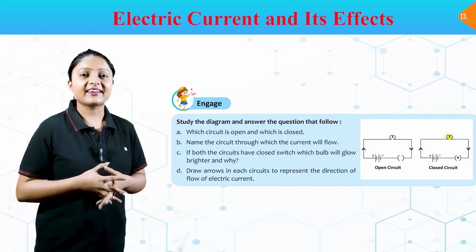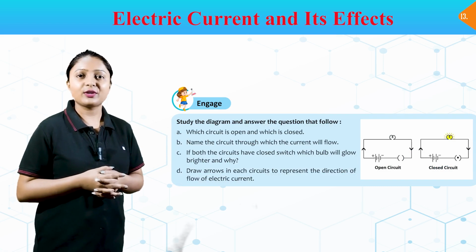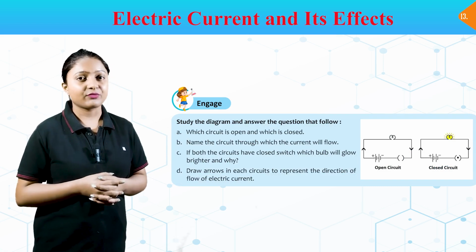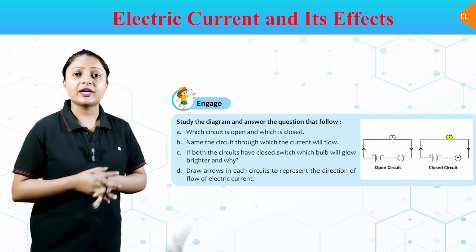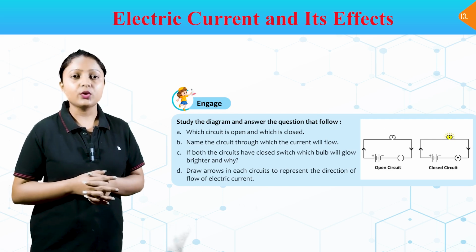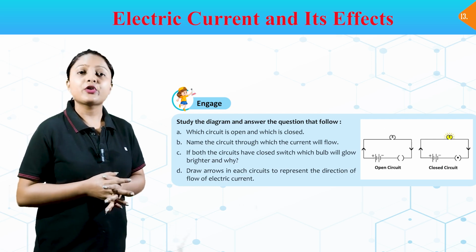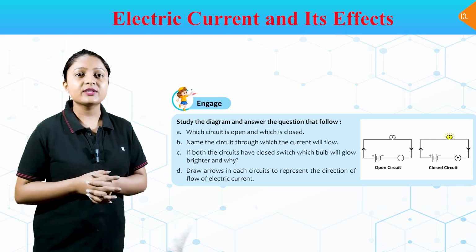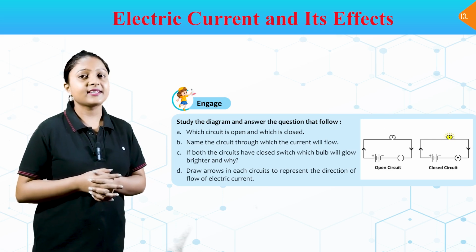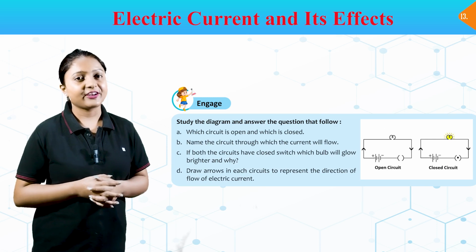Engage. Study the diagram and answer the questions that follow. If both the circuits have closed switch, which bulb will glow brighter and why? Draw arrows in each circuit to represent the direction of flow of electric current.